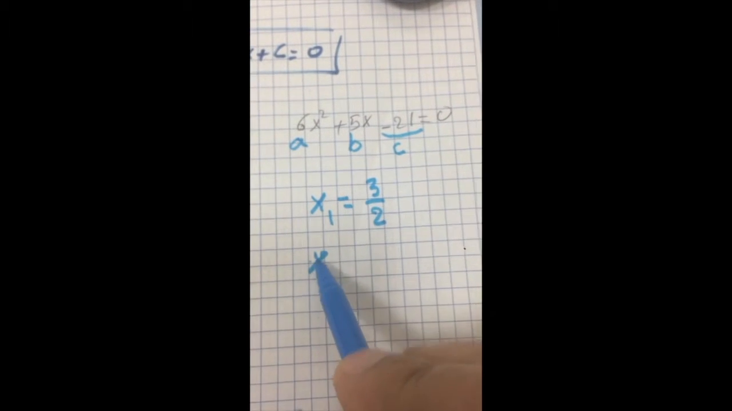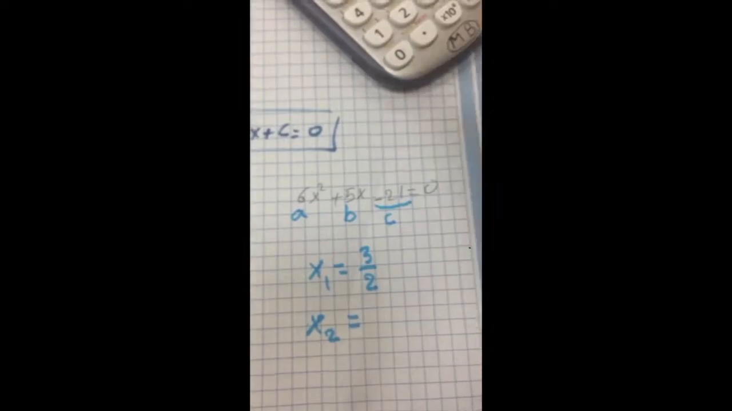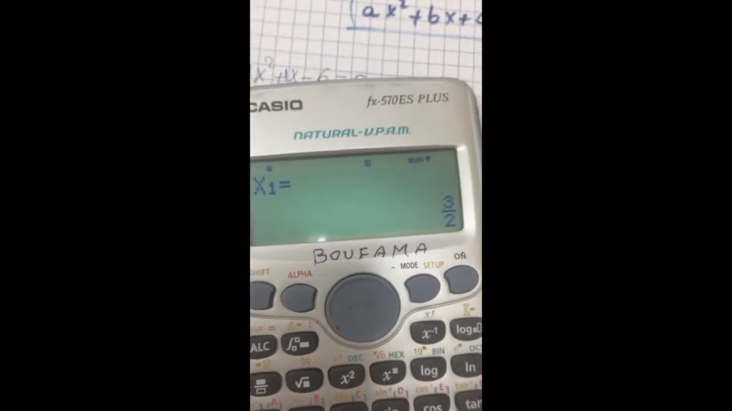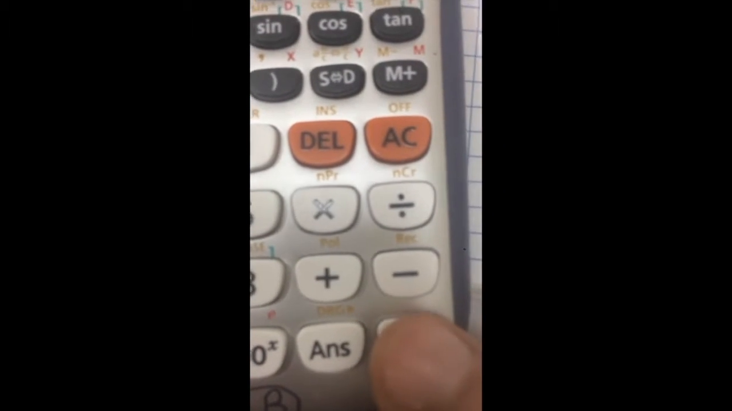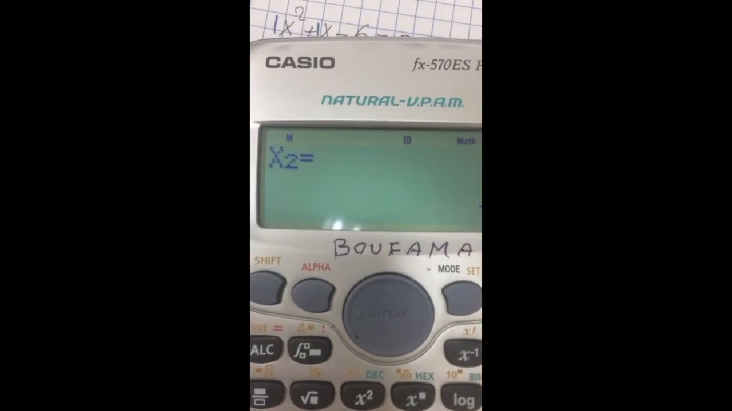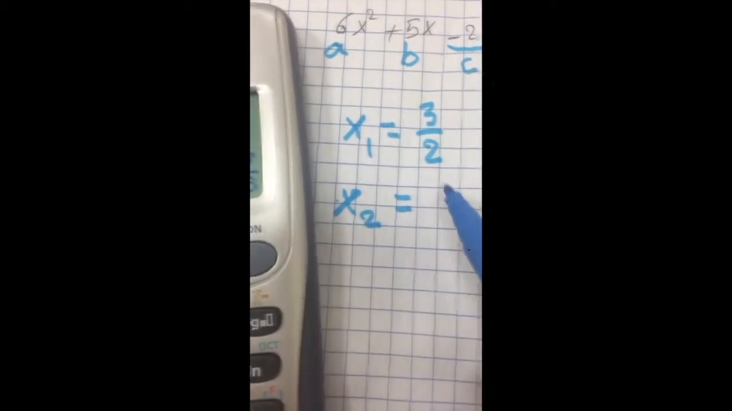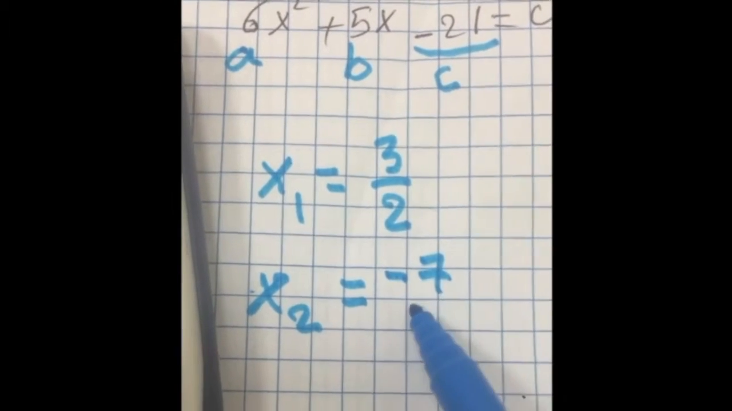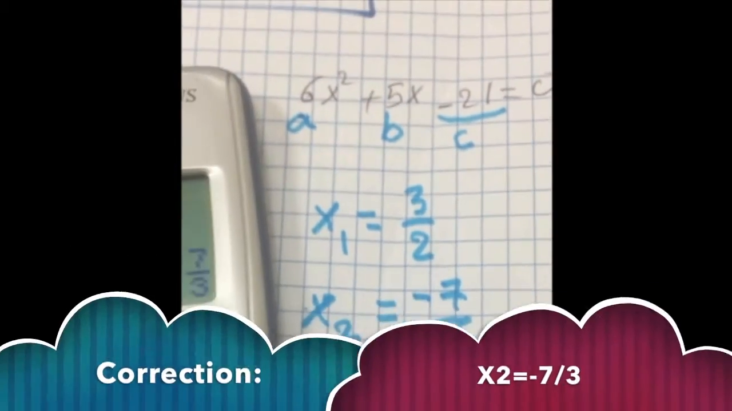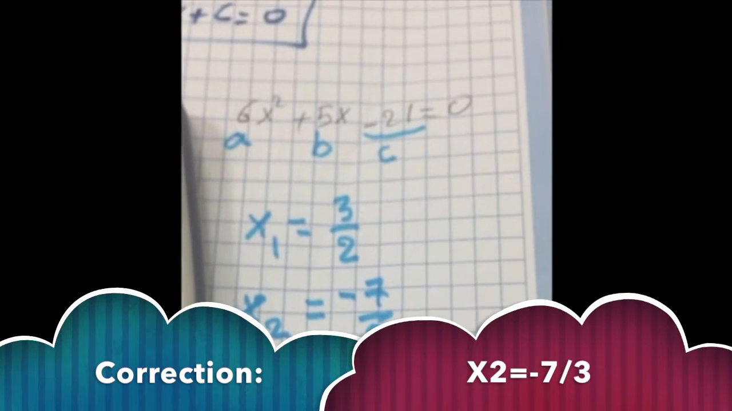To get the second solution, we have to press equals again. Equals. And then we get x2 minus 7 over 3. So minus 7 over 3. So it's over 3, sorry, it's mistyped. x2 is minus 7 over 3.